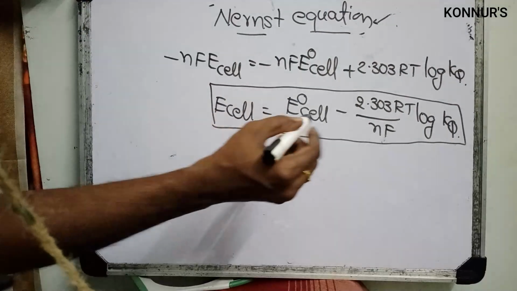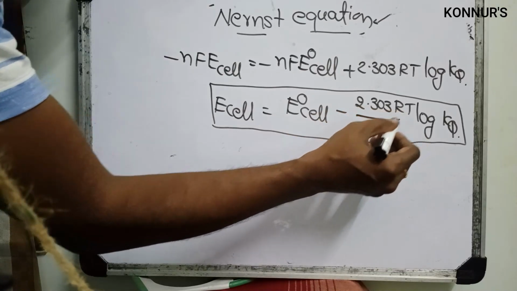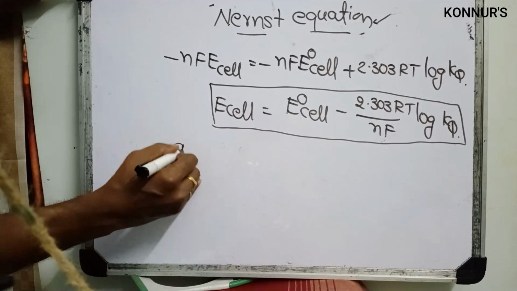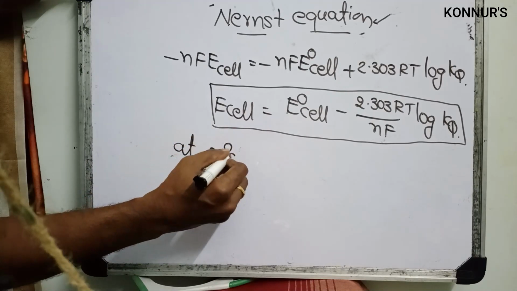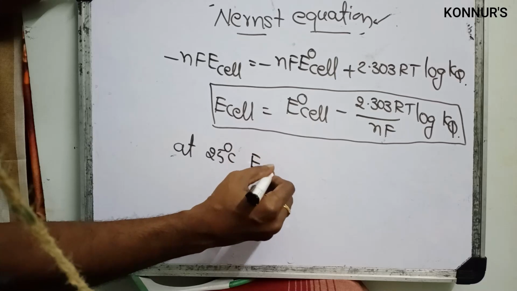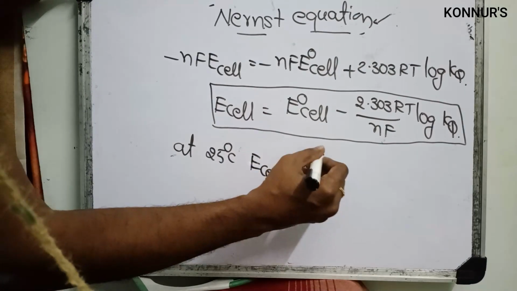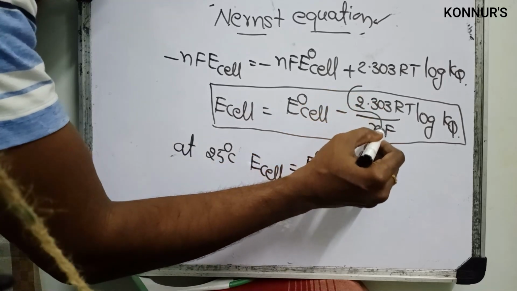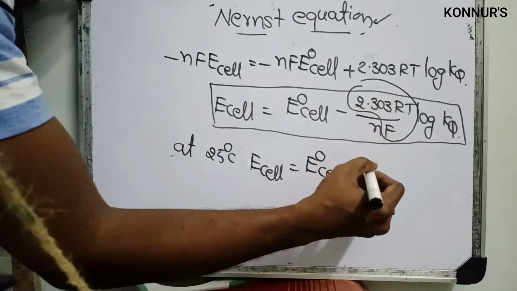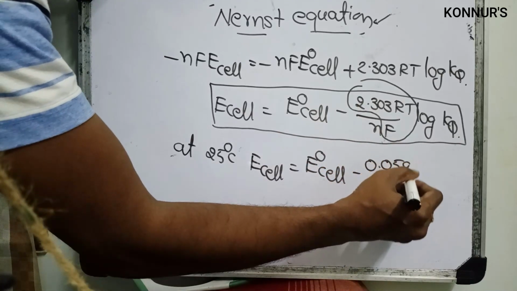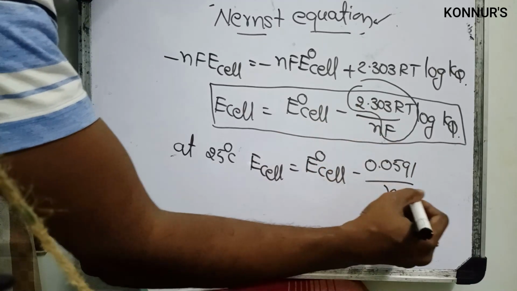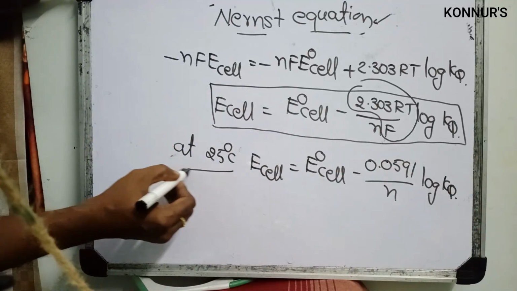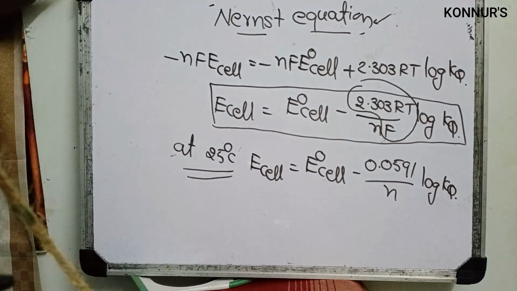Now this value 2.303 RT, at 25 degrees centigrade: E cell equal to E naught cell minus 0.0591 by the number of electrons exchanged, n, log K quotient. So this is at 25 degrees centigrade.